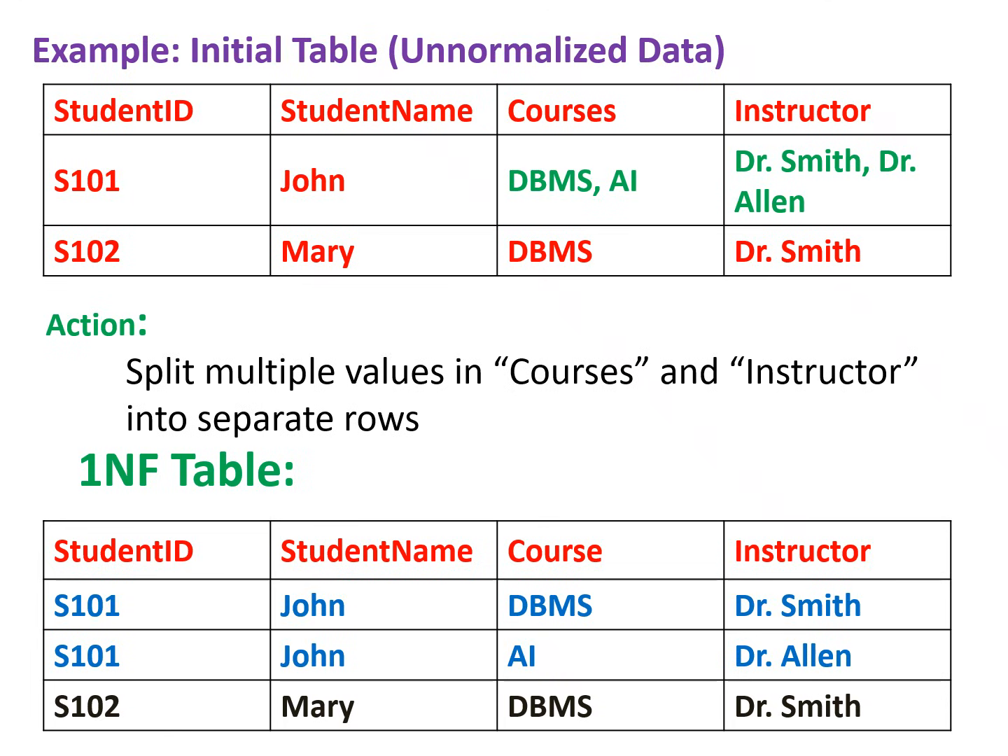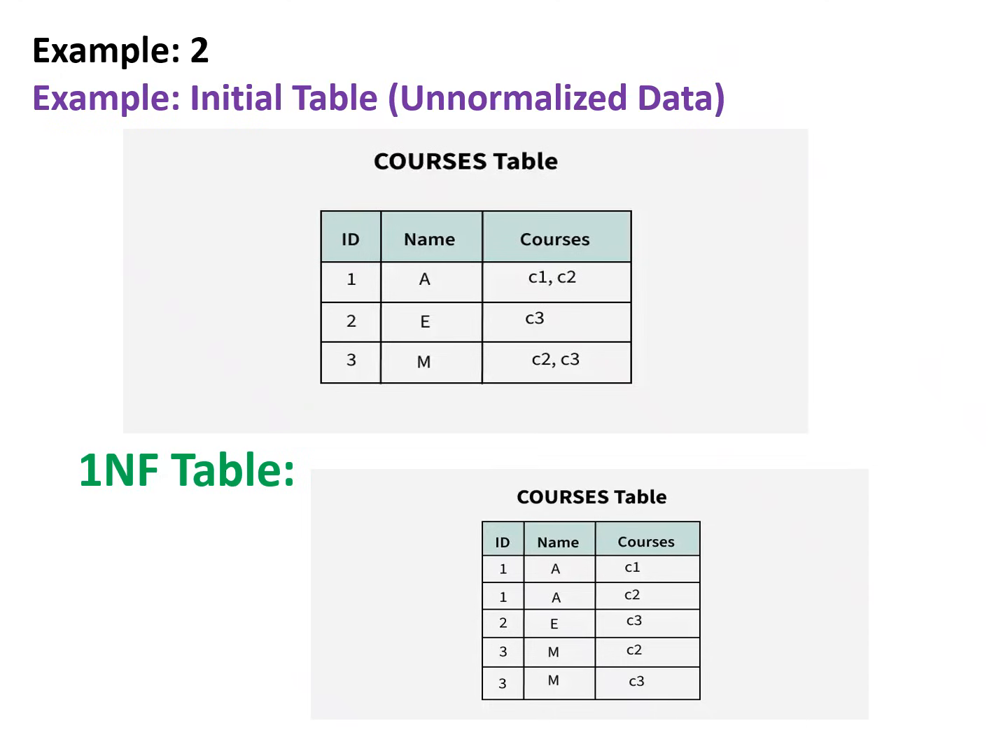So what is the rule to reduce this redundancy? We can split the table into multiple tables. Split the multiple values in the courses and instructor columns into separate rows. So we can have two separate rows. For example, student ID S101 with the name John is studying the course called DBMS, and the instructor is Dr. Smith. The same applies to the other course, but the instructor is Dr. Allen. So we have to split the table, so that we don't have to update all the data in other tables. So this is the first normal form.